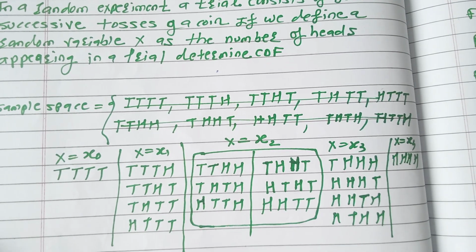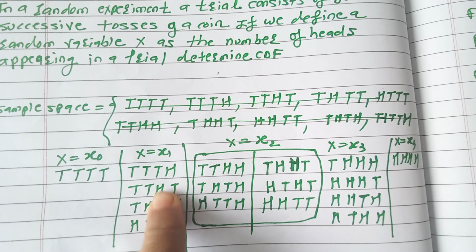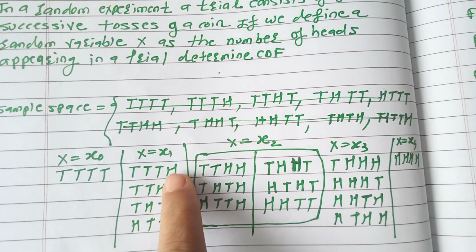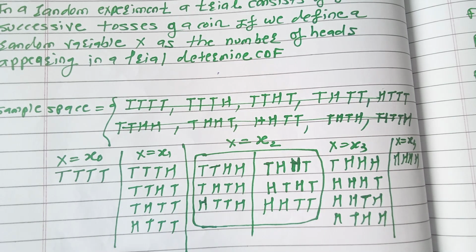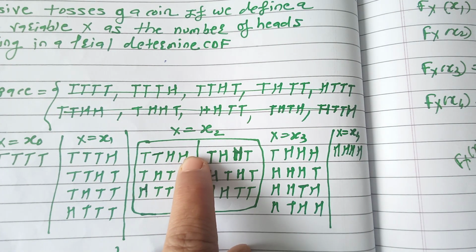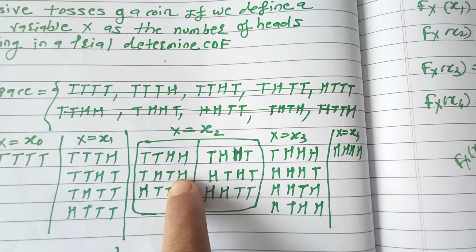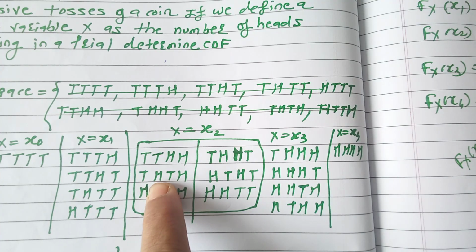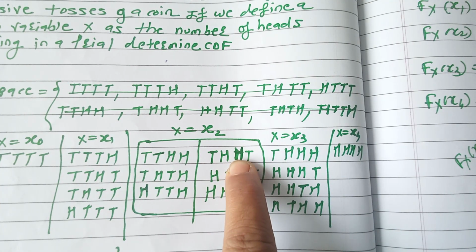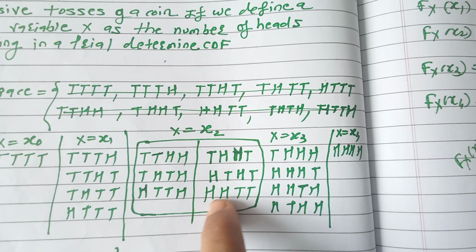In that case you will get head one time. So head can appear in first toss, second toss, third toss, or fourth toss. These are the sample points corresponding to one head during 4 tosses. After that, other sample points are those where you are getting 2 heads. Two heads can appear at first and second toss, first and third toss, first and fourth toss, then second and third toss, second and fourth toss, and third and fourth toss.